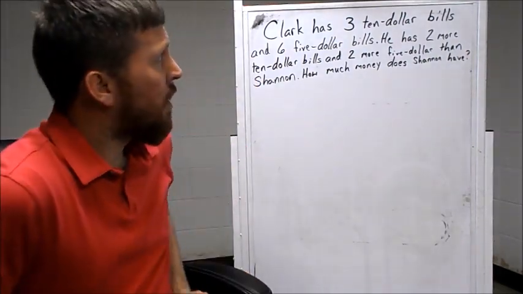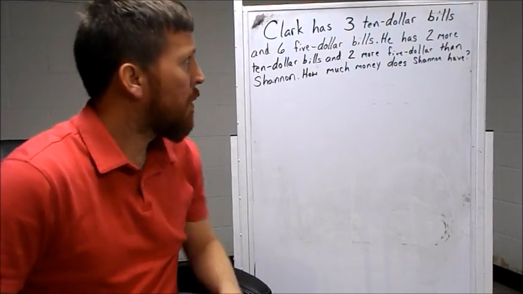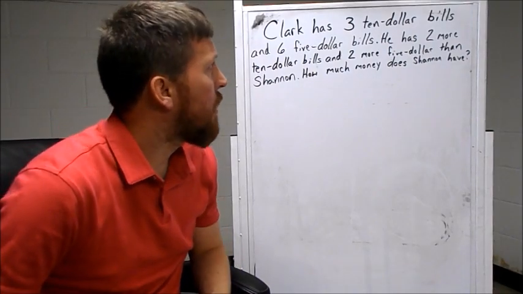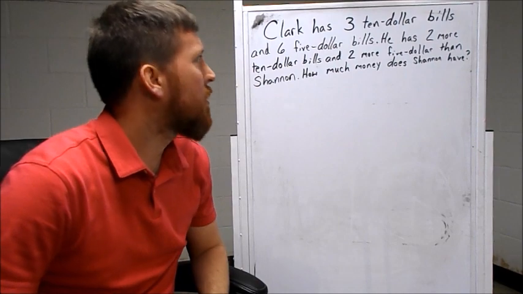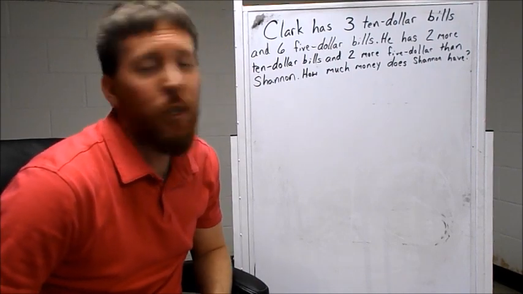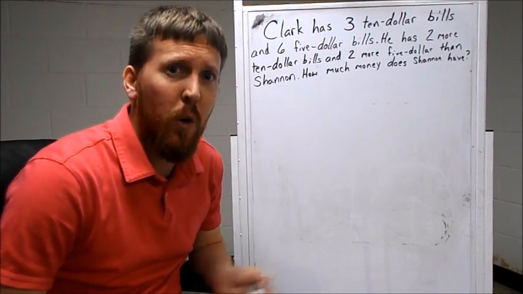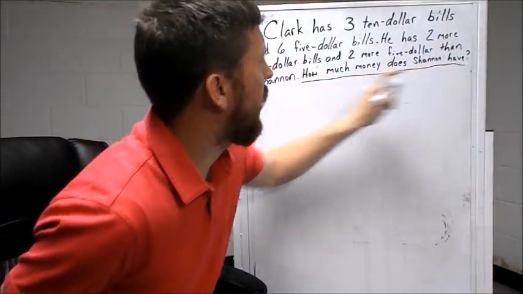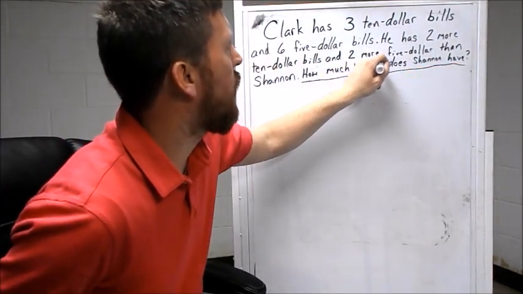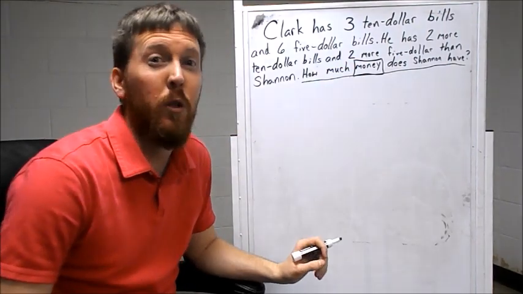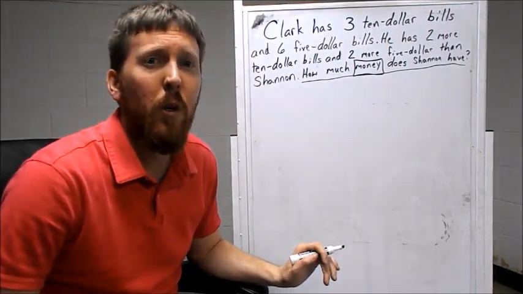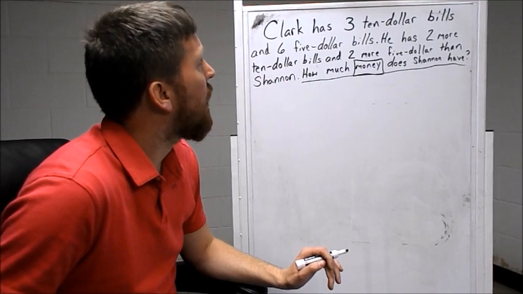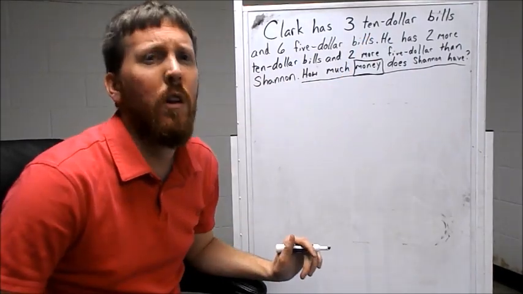Clark has 3 $10 bills and 6 $5 bills. He has 2 more $10 bills and 2 more $5 bills than Shannon. How much money does Shannon have? Let's focus on our question. What is it asking? It is asking how much money does Shannon have. We're talking about money, so we don't need to use a word label. We need to use a dollar symbol or a cent symbol. It is talking about bills, so we're going to use dollars.